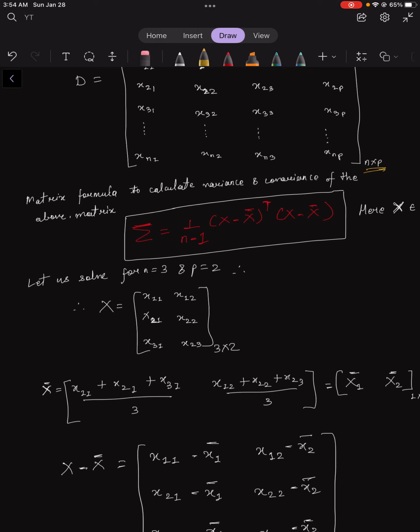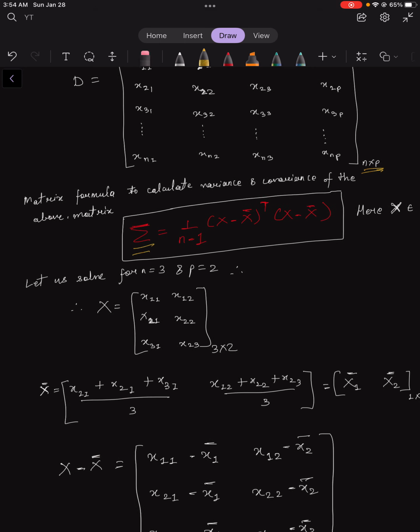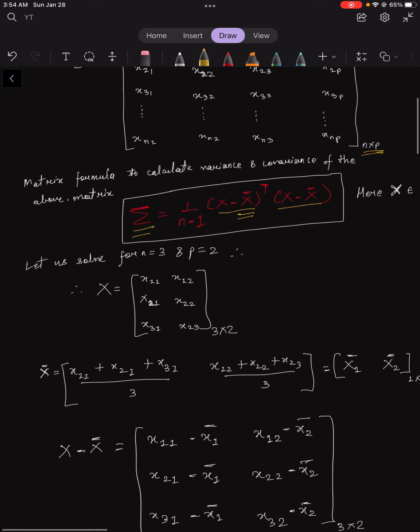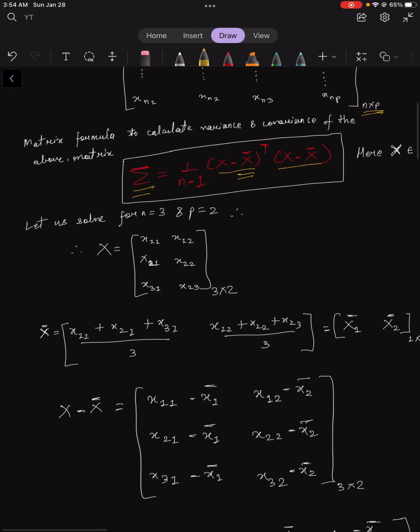So the formula to calculate the covariance matrix, denoted by this sigma, is 1 upon n minus 1 times (X minus x bar) the whole transpose multiplied by (X minus x bar). Let us try to solve for n equal to 3 and p equal to 2. As you can see, the first step in calculating the covariance matrix is subtracting the mean values from each column of the data set. This process is called centering the matrix.